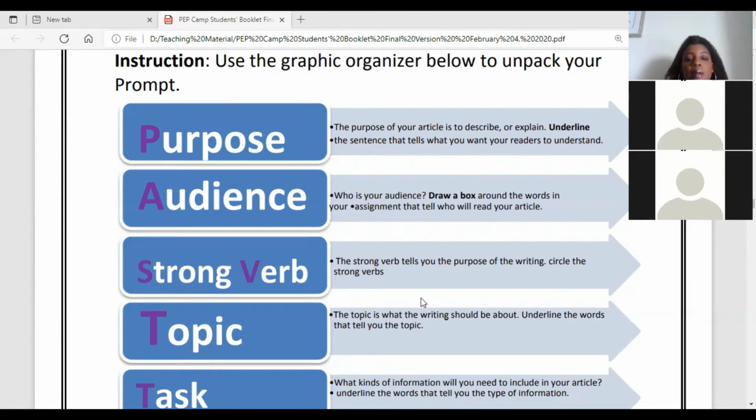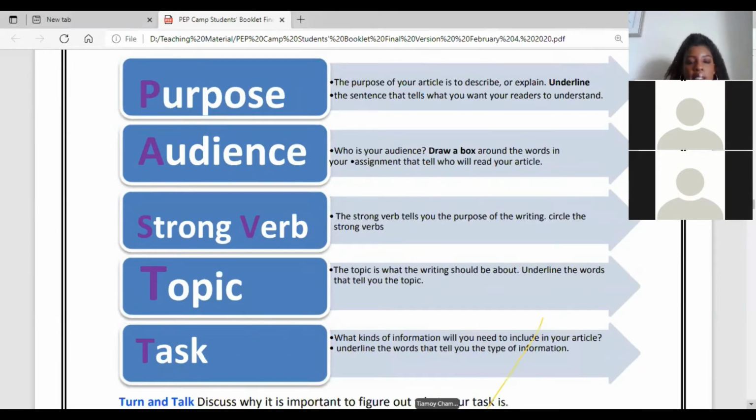When we talk about our topic now, we talk about what the article will be about. Whatever writing will be about. Every writing has a topic.